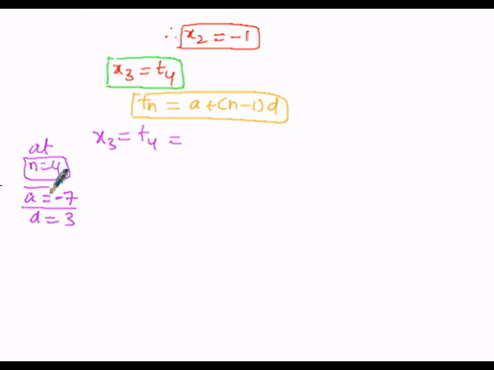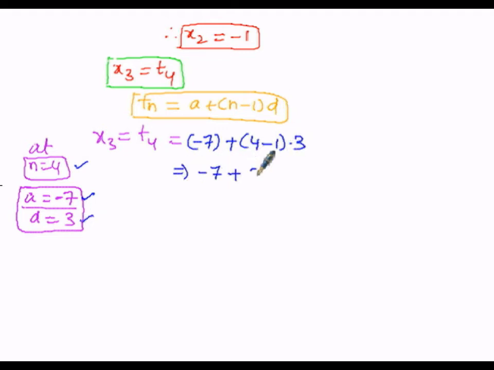Substituting these values, a is minus 7 plus (4 minus 1) into d value 3. That implies minus 7 plus 3 times 3, which is 9. Further simplification: minus plus is minus, let us subtract, greater minus lesser, 9 minus 7 is 2. To assess the sign, we choose the greater one among 7 and 9. 9 is greater than 7, its sign is positive. Therefore x3 is equal to positive 2.